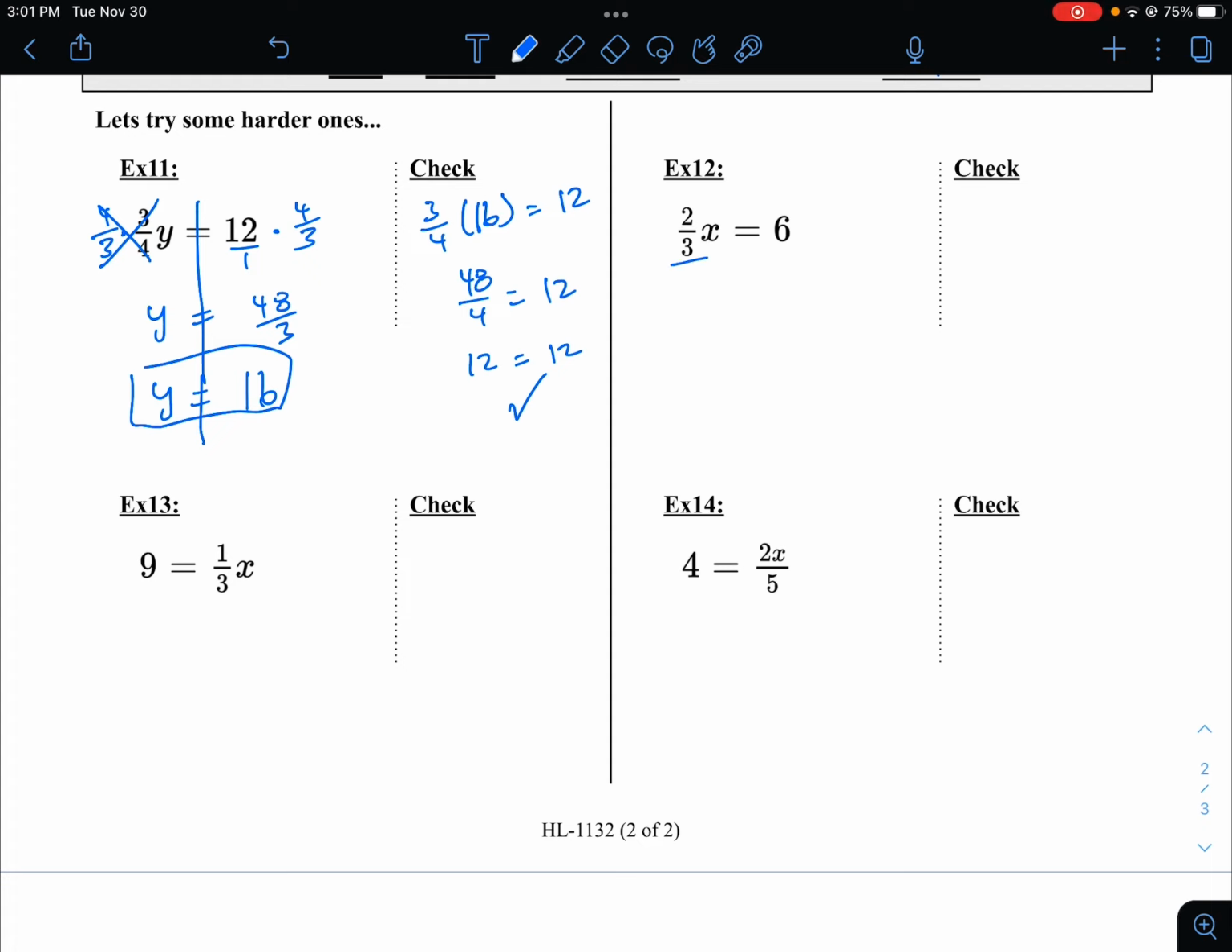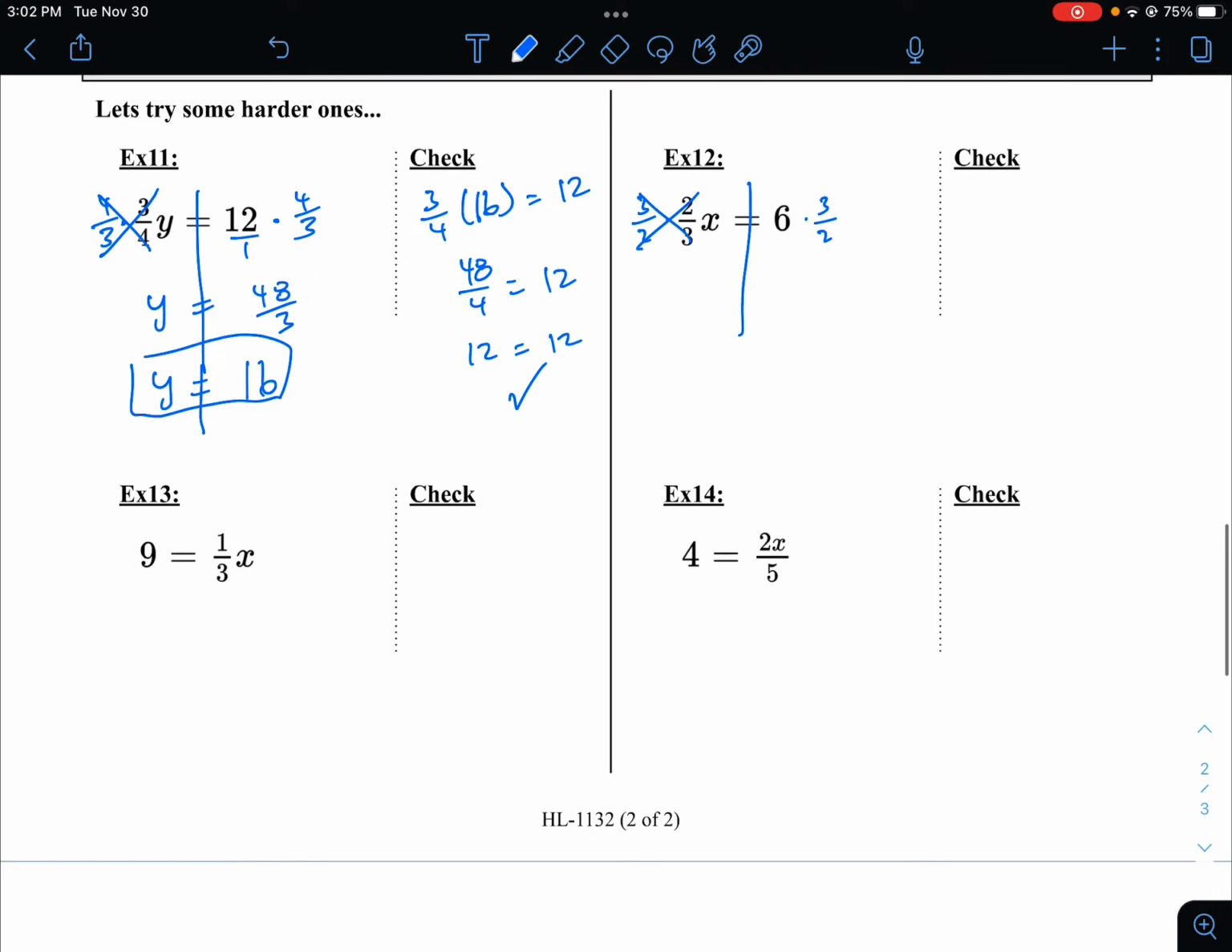Again, I'm solving 2/3 times x. I could just divide by 2/3, but dividing by 2/3 is the same thing as multiplying by 3 over 2. So I'm just going to skip that step and multiply by 3 over 2. That cancels out. 6 times 3 over 2. I'm going to give you kind of a trick.